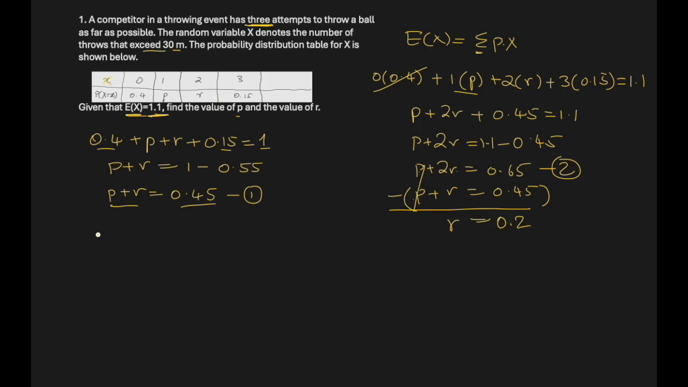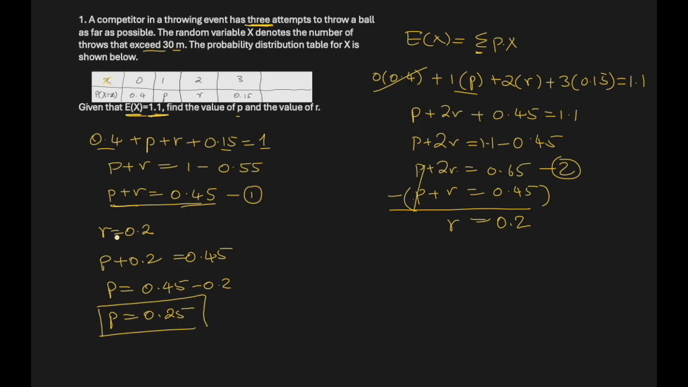So we got r equal to 0.2, and let's use this equation, p plus 0.2. I substituted 0.2 in place of r to get the value of p, 0.45. So p comes out to be 0.45 minus 0.2. So p equal to 0.25. We got p as well as r, which was asked in this question.